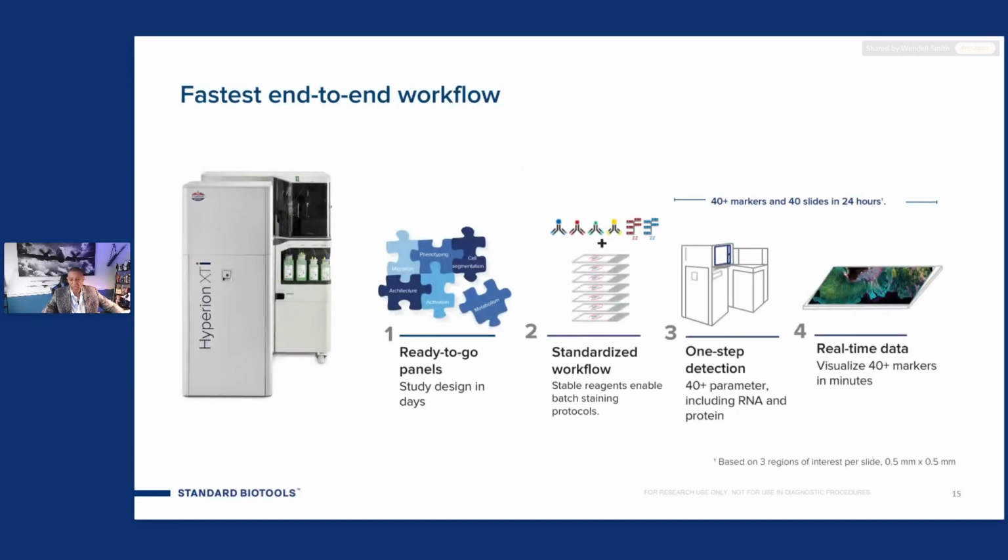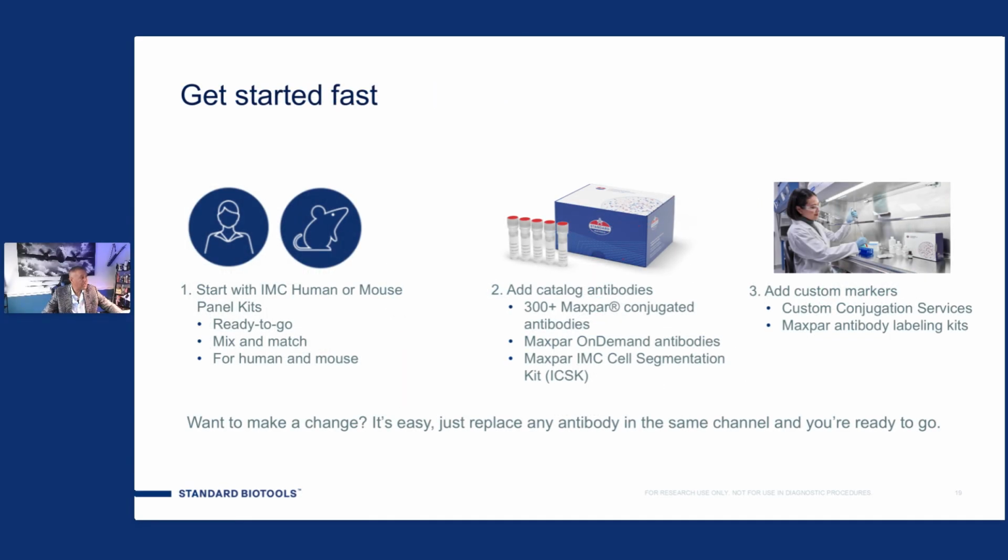So the idea is we have a system that gives you end-to-end workflow from designing panels, from the tools and resources we have, single staining, analysis tools. We can move you very quickly to results from the very beginning. We have a lot of reagents for both human and mouse. We have over 300 catalog antibodies. We have conjugation kits that allow you to conjugate your own antibodies. We have in-house custom service that will do conjugations for you.